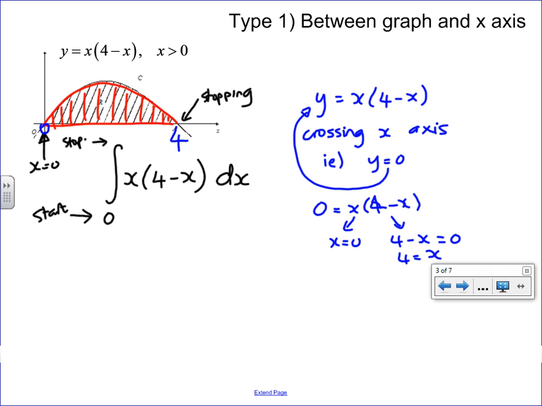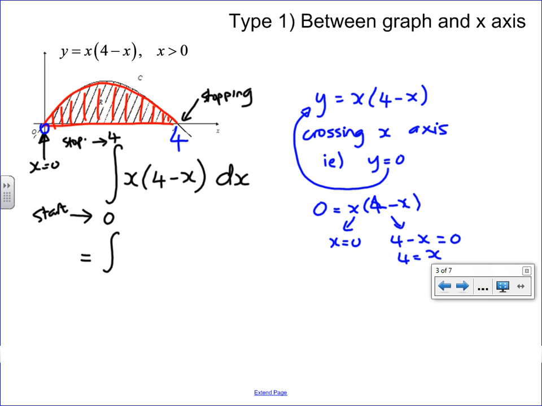So this is the point 0 and the point 4. So now we know our top limit as well, 4. That's where the area is stopping. So sometimes you do have to go and do a little job to find out something, but it's not a complicated job.